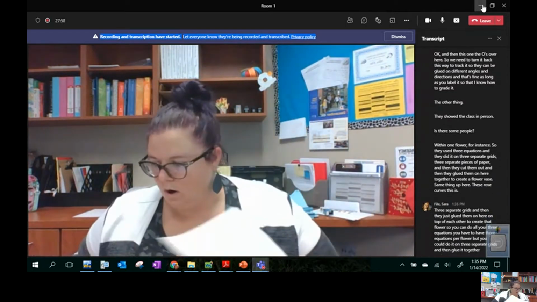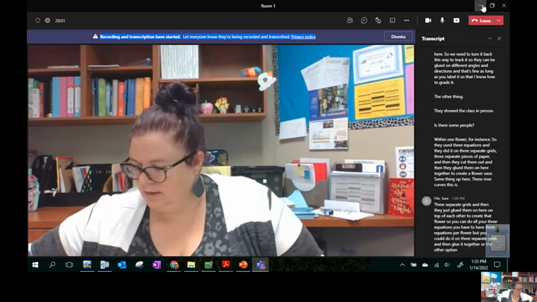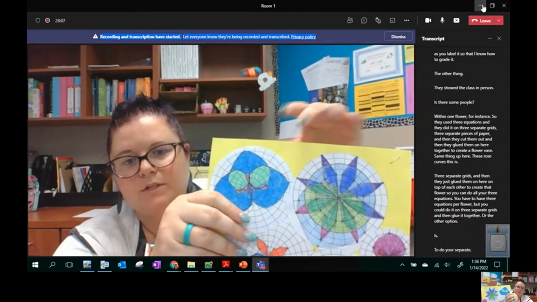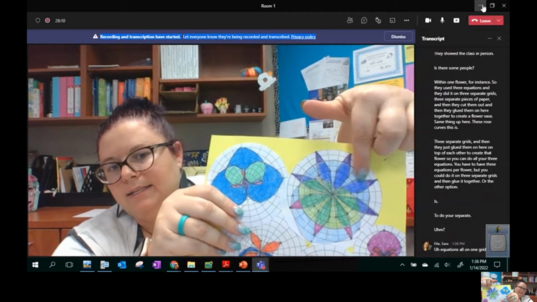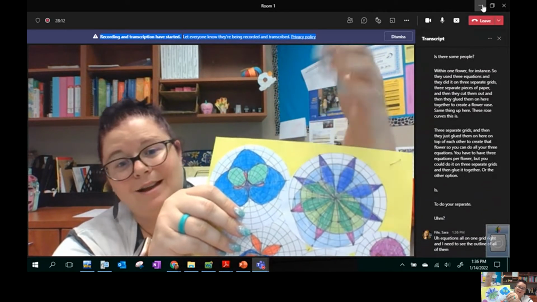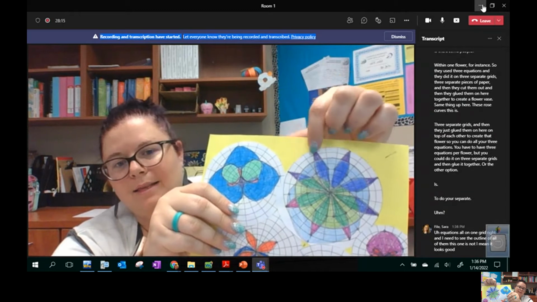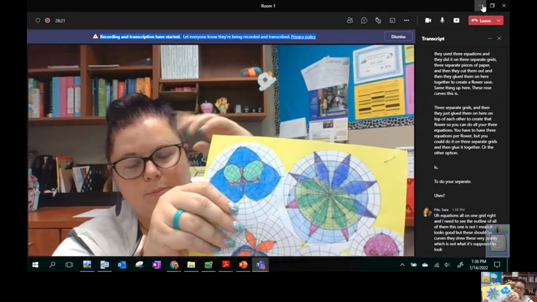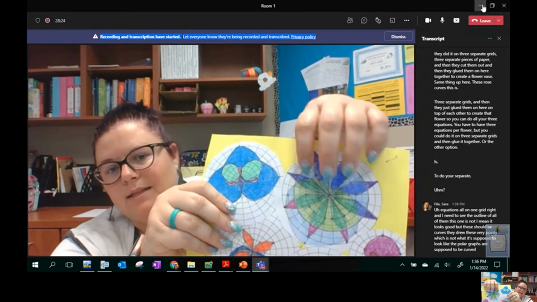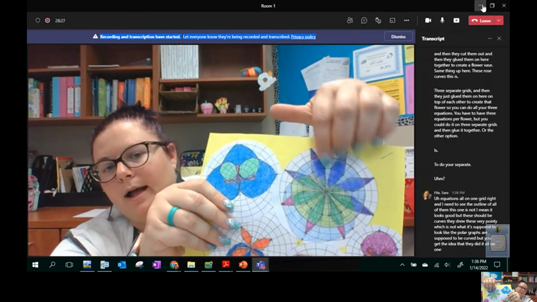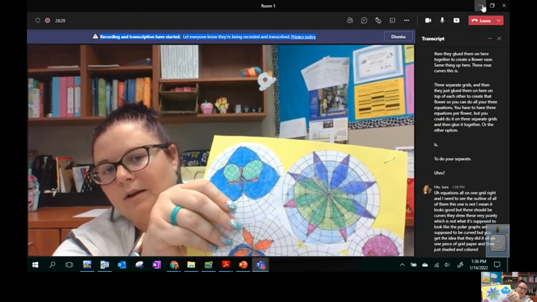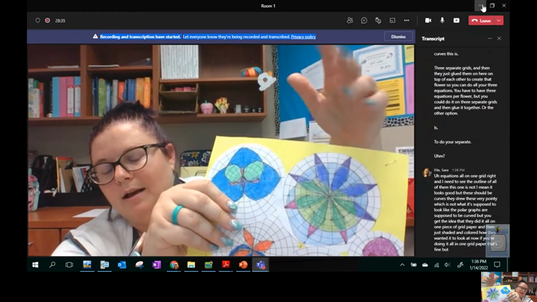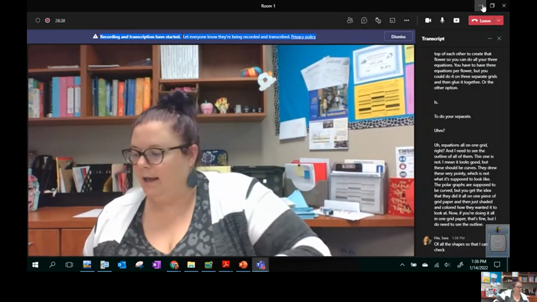Or the other option is to do your separate equations all on one grid. Okay, and I need to see the outline of all of them. This one is not, I mean, it looks good, but these should be curves. They drew these very pointy, which is not what it's supposed to look like. The polar graphs are supposed to be curved, but you get the idea that they did it all on one piece of grid paper and then just shaded and colored how they wanted it to look. Now, if you're doing it all on one grid paper, that's fine, but I do need to see the outline of all the shapes so that I can grade them all separately.